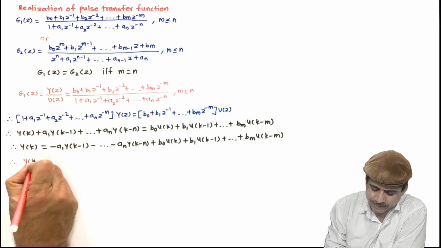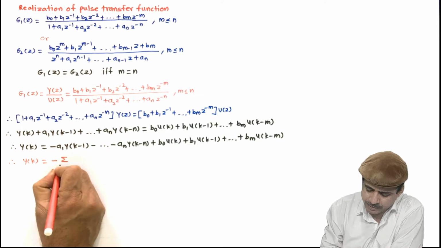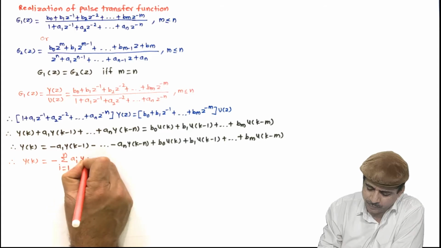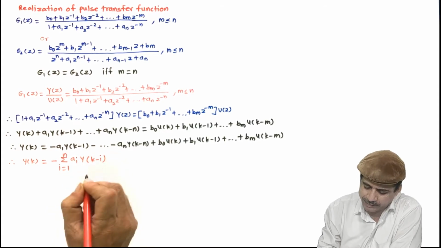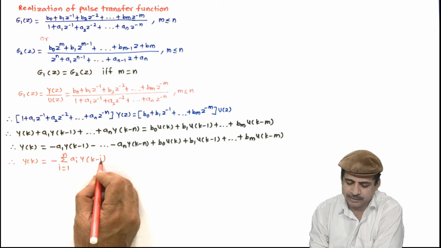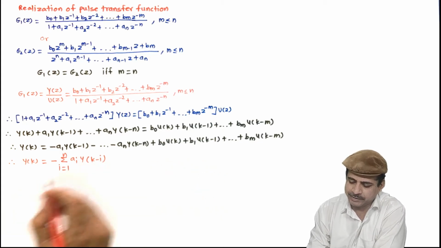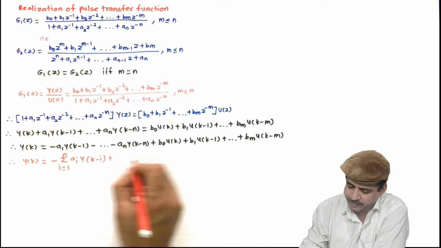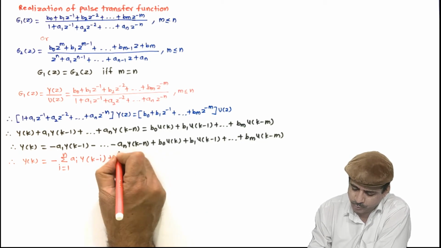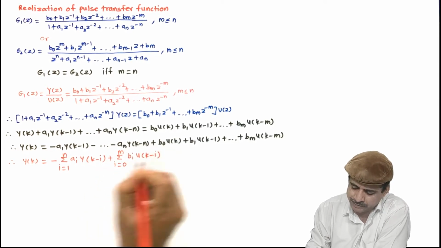And it can be written as y of k is equal to minus summation i equal to 1 to n ai y of k minus i. That is, if you see, this will be minus a1 y of k minus 1 minus a2 y of k minus 2 and so on up to an y of k minus n. So plus these terms will be represented in the form of summation as i equal to 0 to m bi u of k minus i.